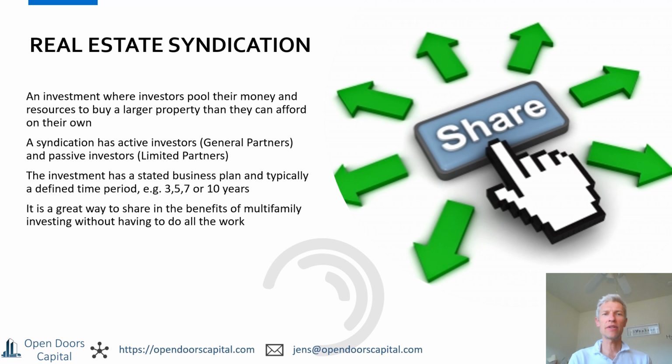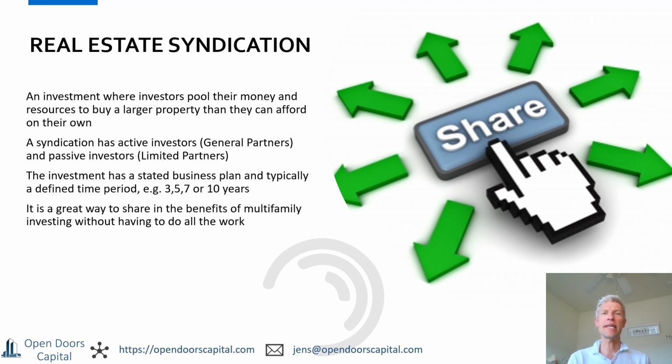And a syndication has two kinds of groups of people in it. There's the active investors, what we call the general partners, and the passive investors, the limited partners. The general partners are the people that do all the work, whereas the limited partners are the ones that bring the capital to the deal. I'm going to talk more about them in some future slides.